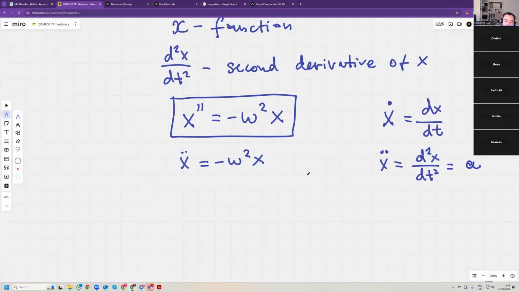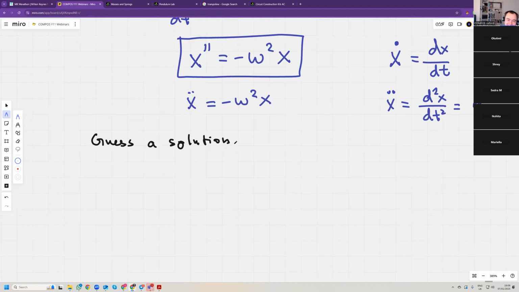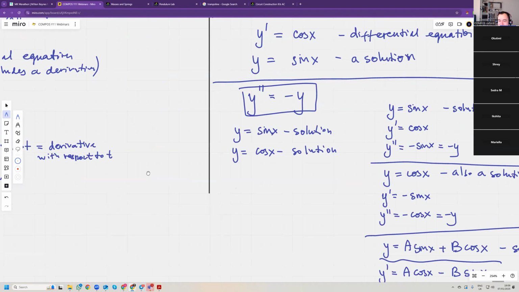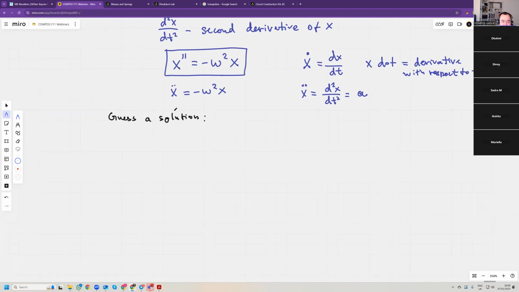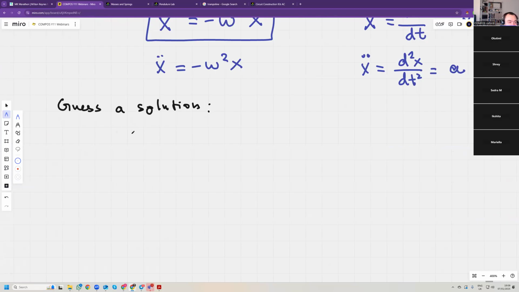I will try to guess a solution. So the second derivative is equal to a constant times the original function. Ooh, that looks familiar, doesn't it? We've just done it. The second derivative is minus the original function. The difference is there's a constant now. Well, actually, guessing a solution, my first guess is x equals a cos omega t.